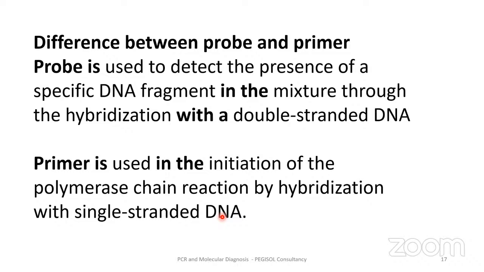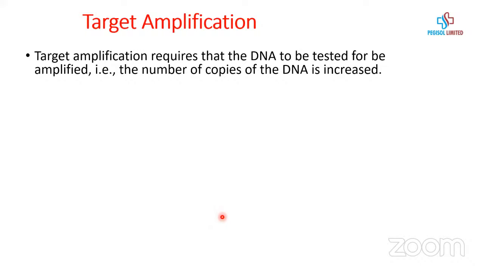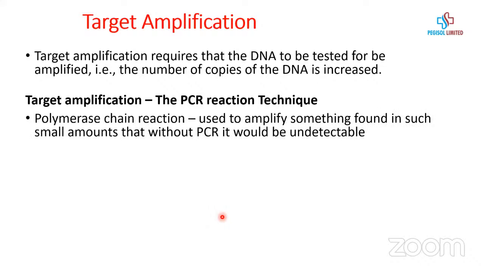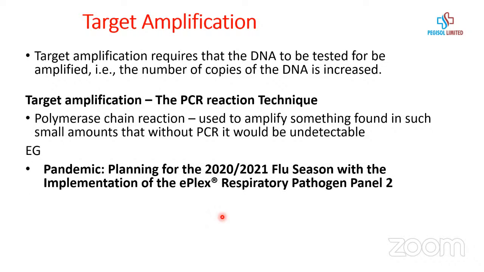Some reactions can use both probe and primer. They hybridize and then they amplify. Target amplification requires that the number of copies of the DNA to be tested is increasing. You saw that we started with one DNA strand, from 1 we got 2, from 2 we got 4, and from there it keeps on increasing. So target amplification is like a PCR reaction, and it's used to amplify something found in such a small amount that without PCR you would not be able to detect it.